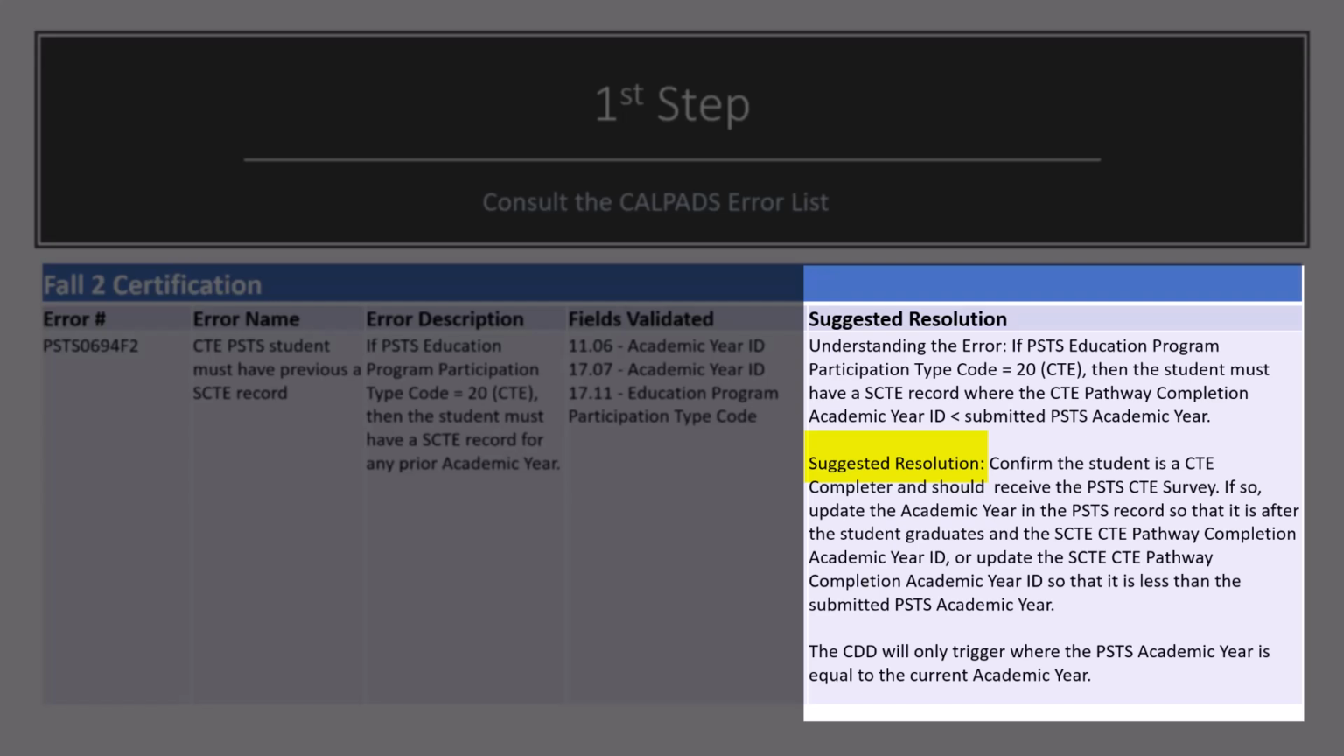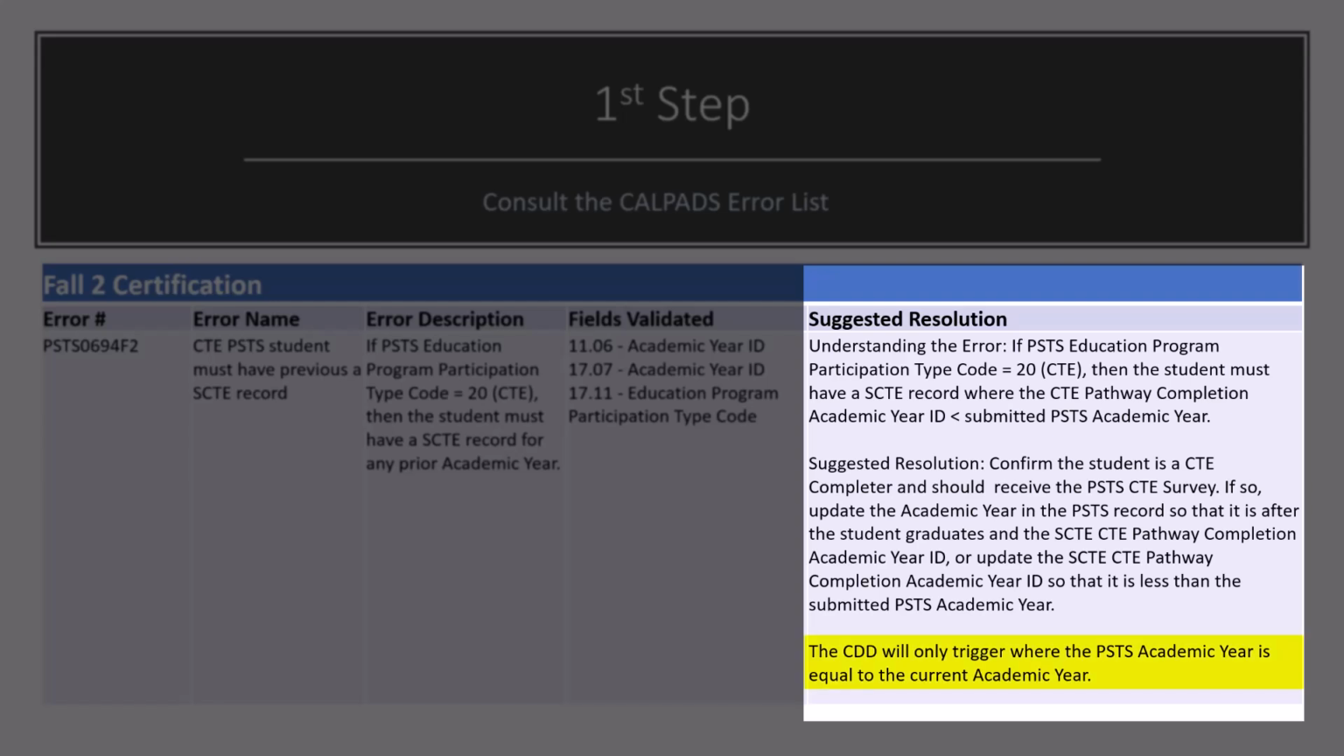Now the suggested resolution. Confirm the student is a CTE completer and should receive a PSTS survey. If so, update the academic year in the PSTS record so that it is after the student's graduation and the CTE pathway completion academic year ID. Or update the SCTE CTE pathway completion academic year ID so that it is less than the submitted PSTS academic year. At the very bottom, there's one last note.